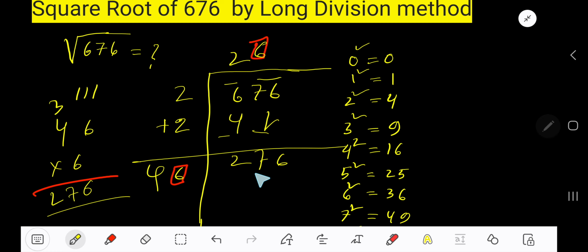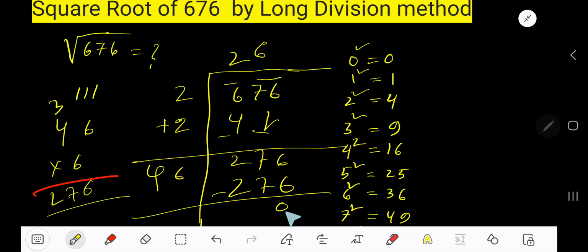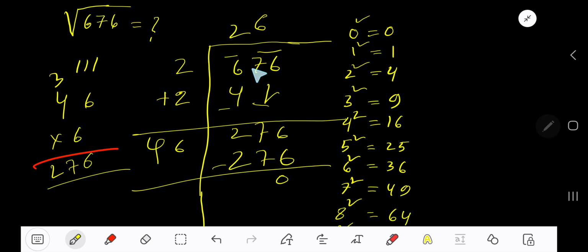Look, the product is equal to this 276. So our guessing number 6 is correct. 6 times 46 is 276. Subtract, you are getting 0. As the remainder is 0, you are done. So our answer is 26.